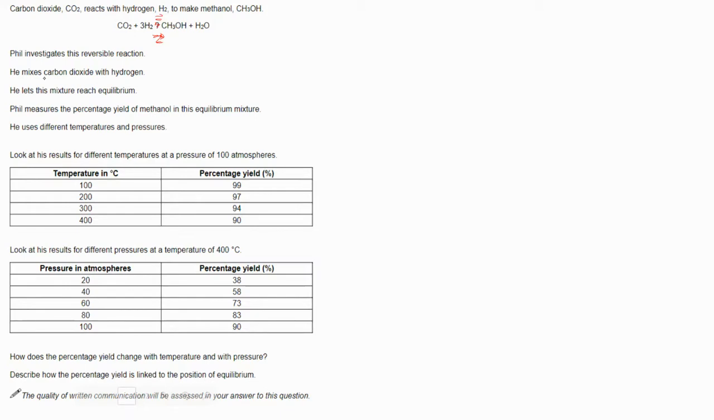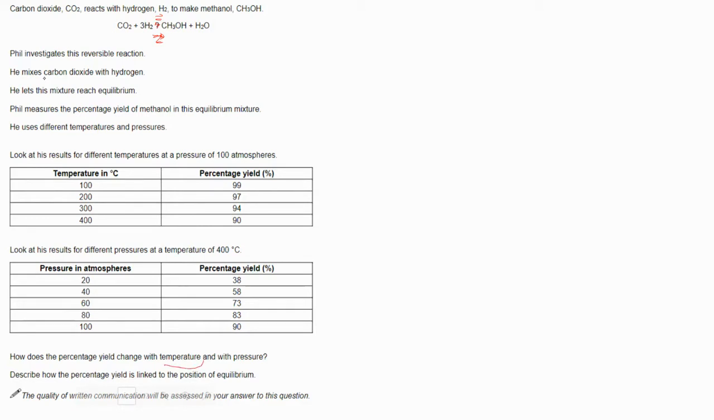So Phil investigates this reversible reaction. He mixes carbon dioxide with hydrogen. He lets this mixture reach equilibrium. Phil measures the percentage yield of methanol in this equilibrium mixture. He uses different temperatures and pressures. Look at his results for different temperatures at a pressure of 100 atmospheres, and then look at his results for different pressures at a temperature of 400 degrees C. How does the percentage yield change with temperature and with pressure?